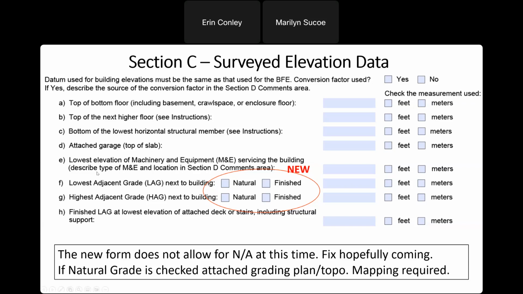This E, I should have pointed out, is the lowest elevation of machinery and equipment servicing the building, and it specifically says to describe the equipment in the Section D comment area. So the surveyor needs to explain what those elevations are, or if they're putting, for example, a lowest elevation here, they need to call out: is it the furnace? Is it the air conditioner? What is the piece of equipment that they're calling out? Ideally, they would list all the main equipment, and I'll tell you what those 6 pieces of equipment are, and give the elevations for all of the equipment.